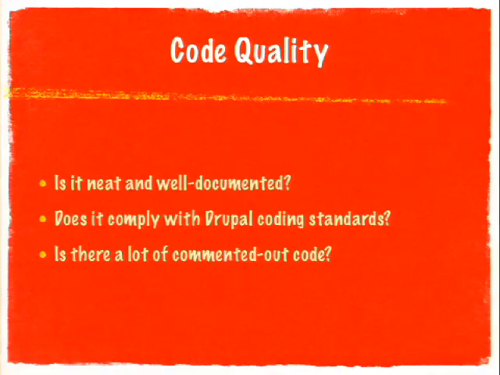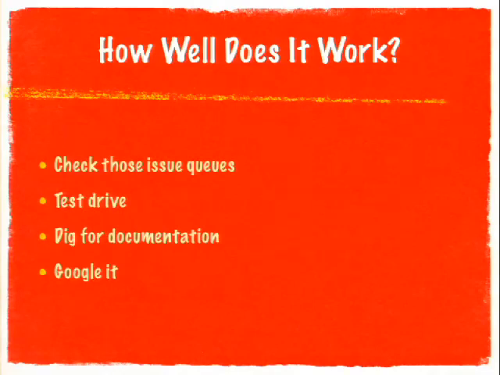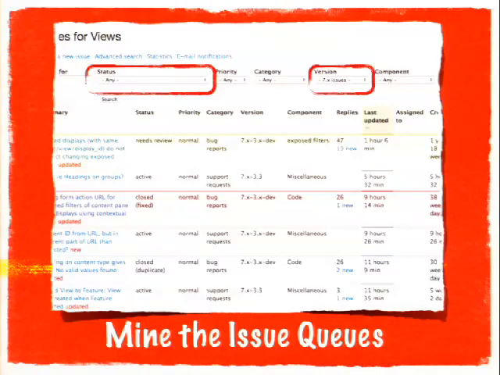In my opinion, the developer should either say this is in or it's out. If it's not good enough to be actual code that works, it shouldn't be in there. Personally, that's my opinion. So then you need to look at how well does it work? Got some module, code looks okay, it's used by a lot of sites. How well does it actually work?